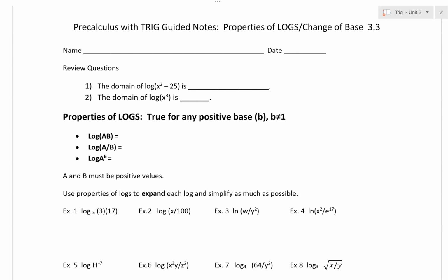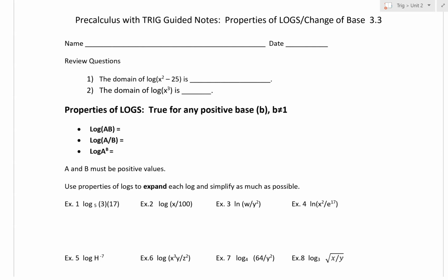This is 3.3. We're going to be talking about properties of logs and change of base. There are two review questions that deal with the work you've been doing to this point. Please pause the video and do those problems, and then I'll come back and we'll explain it.